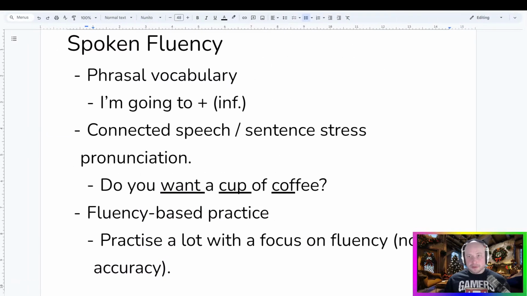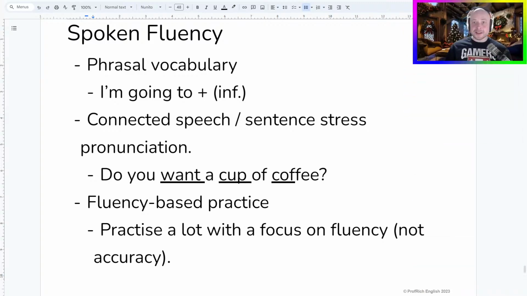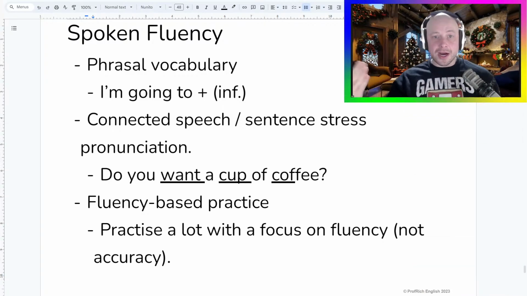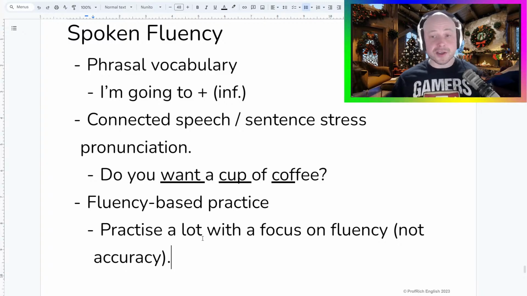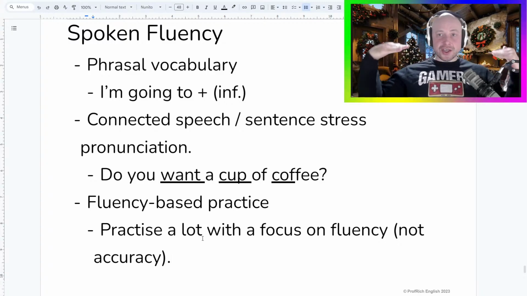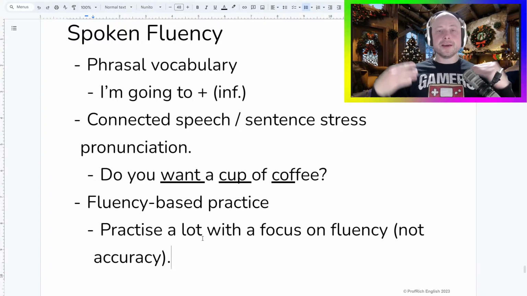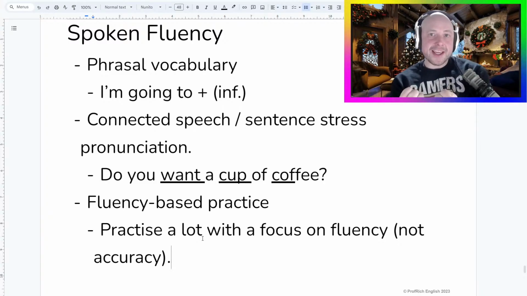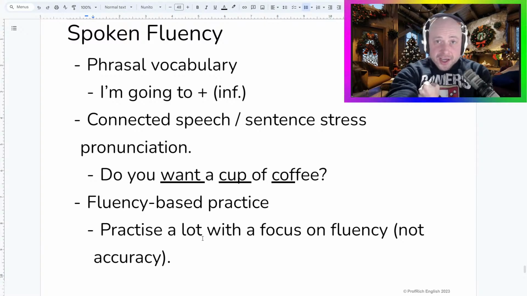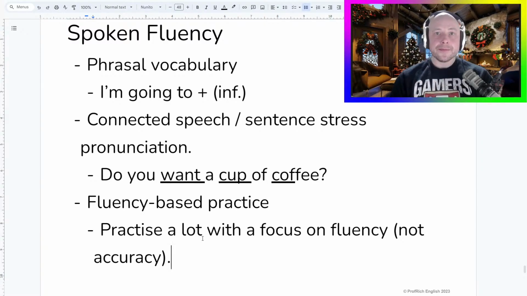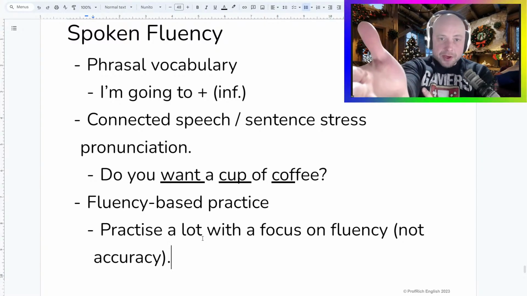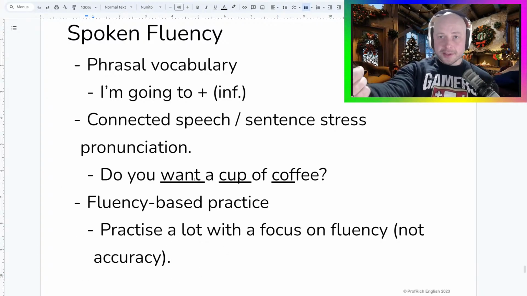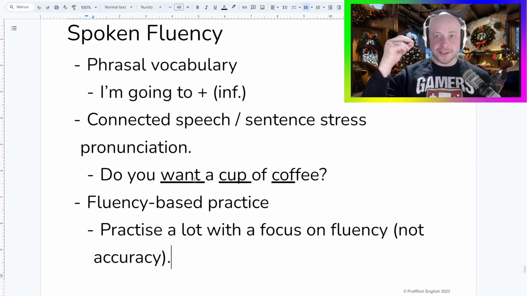fluency, when you practice speaking fluency, your focus is on fluency, not accuracy. And your focus is on comprehension. Comprehension is the test for your fluency. So you speak as fast as you can while checking that your interlocutor understands you. The interlocutor is the other person, interlocutor. So you check your interlocutor understands you and then speak as fast as you can.